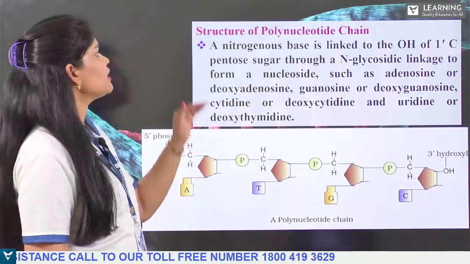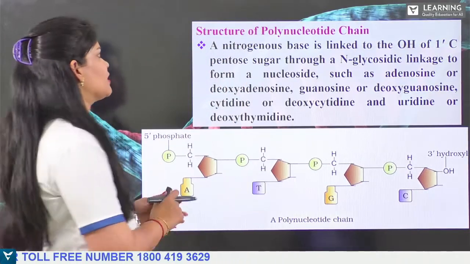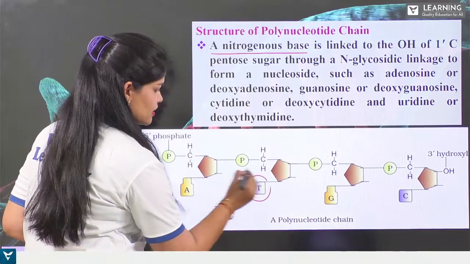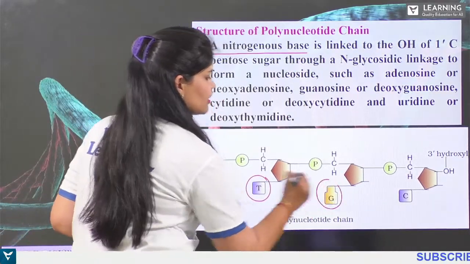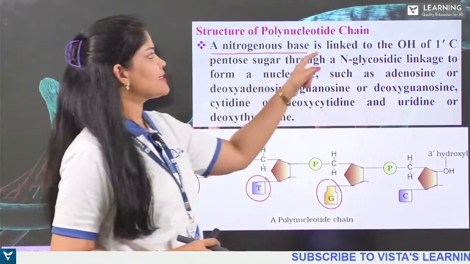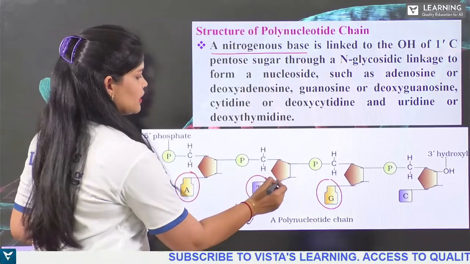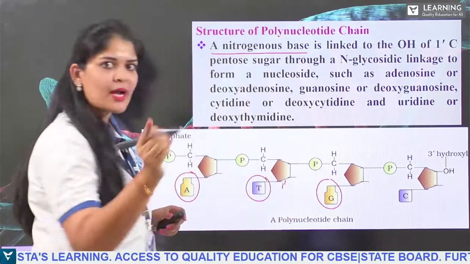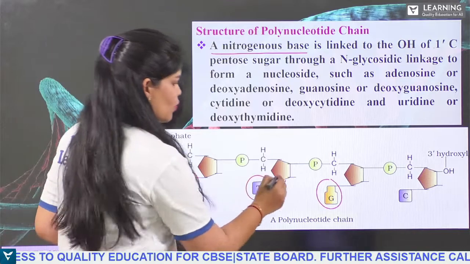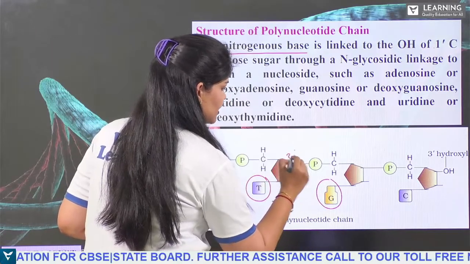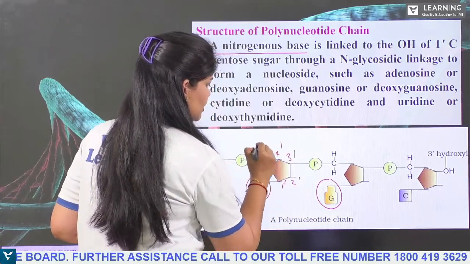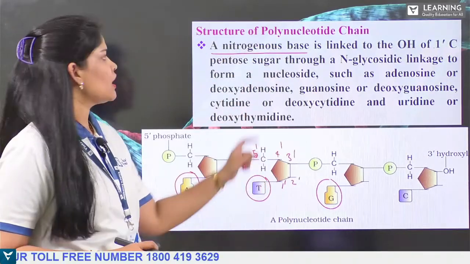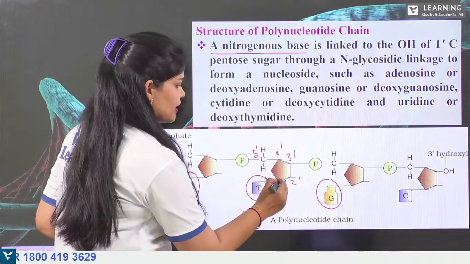Now, structure of the polynucleotide chain. See, these are the nitrogenous bases. These are nitrogenous bases, linked to, here we can see, as I already said, we use prime for the numbering of the carbons that are present in the sugar: 1 prime, 2 prime, 3 prime, 4 prime, 5 prime, right? The nitrogenous base is linked to a hydroxyl group here.